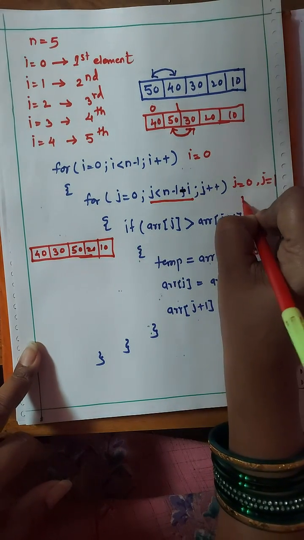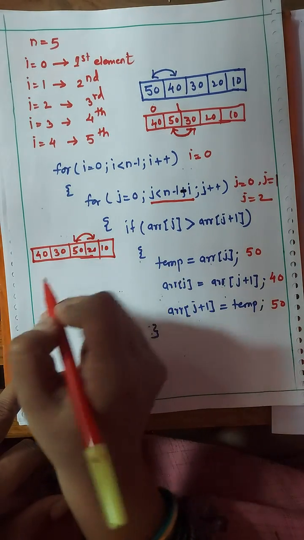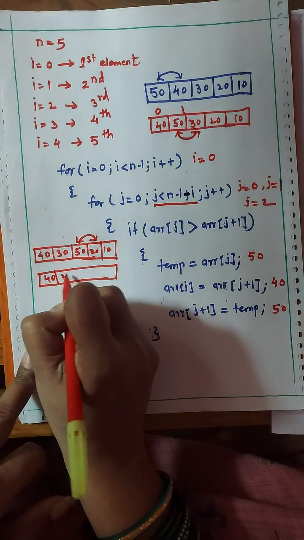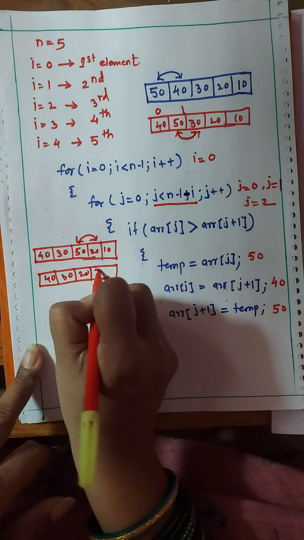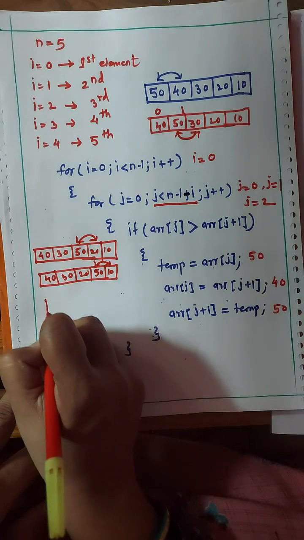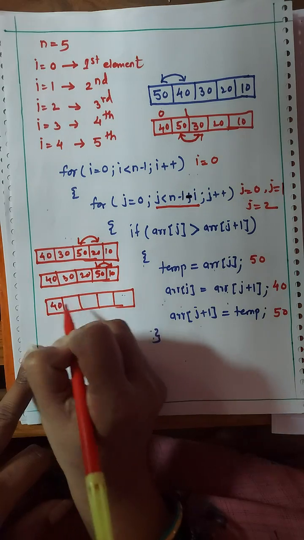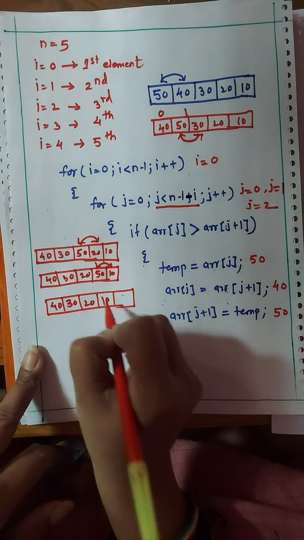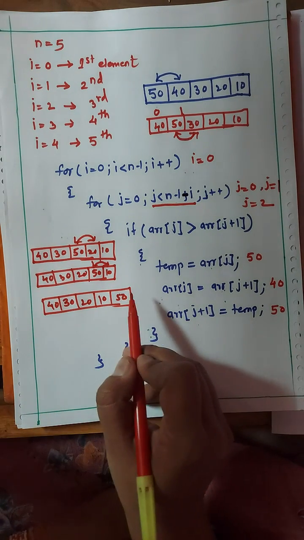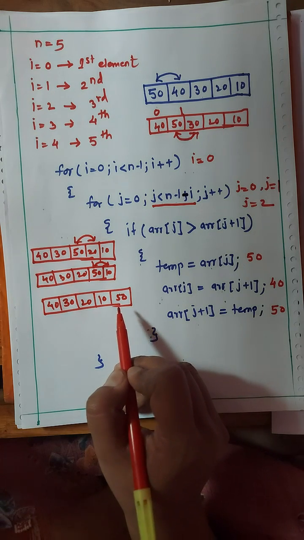Again the value of j equals 2. Then it will be sorted and look like 40, 30, 20, 50 and 10. Now again it will be sorted in that way, and it will look like 40, 30, 20, 10 and 50. So automatically the largest element is bubbled to the last position. So this is the bubble sort algorithm.